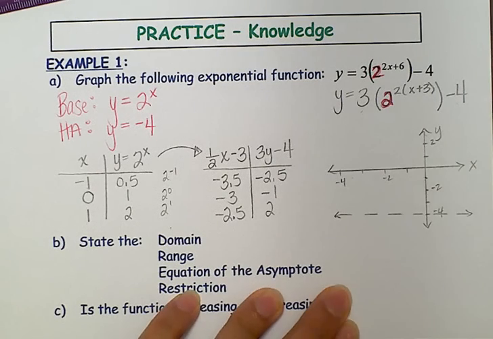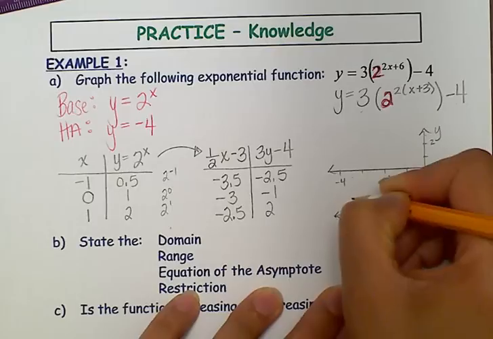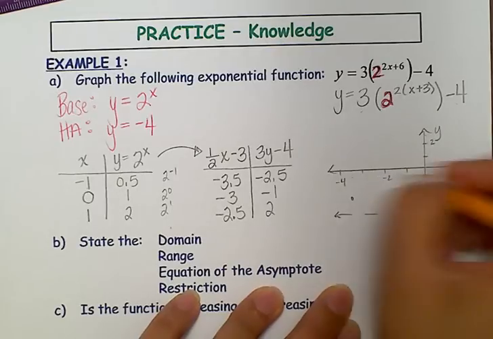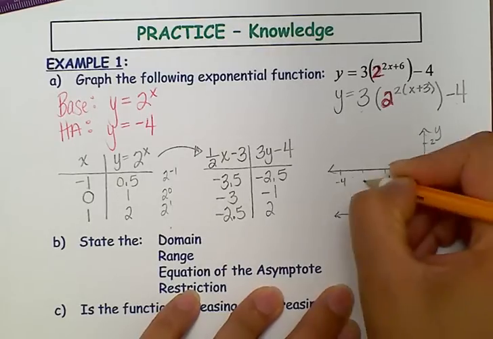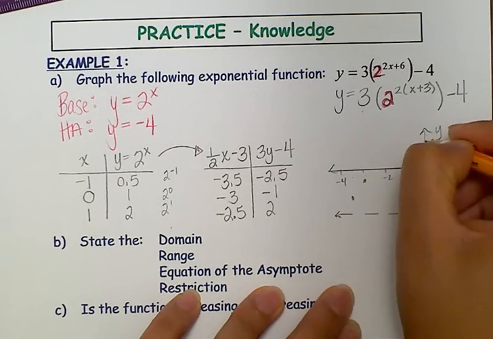And so I'm going to plot the points at -3.5 and -2.5. Then I have a point at -3 and -1. And I have a point at -2.5 and +2.